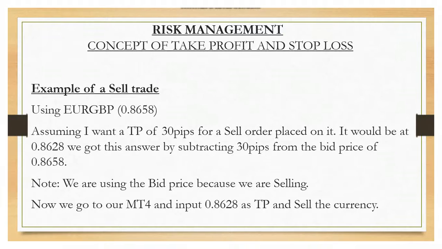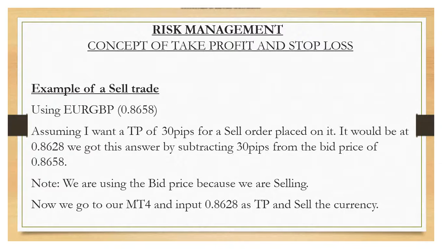Now we have to move on to how to input take profit and stop loss for a sell trade. Example of a sell trade using the same Euro GBP at 0.8659. Assuming I want a take profit of 30 pips for a sell order placed on it, it will be at 0.8628. We got this answer by subtracting 30 pips from the bid price of 0.8659. Remember, on our buy trade we used the ask price, and on our sell trade example we are using the bid price. Note, we are using the bid price because we are selling.